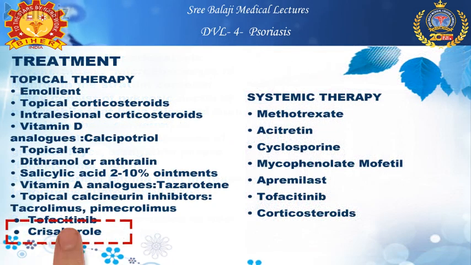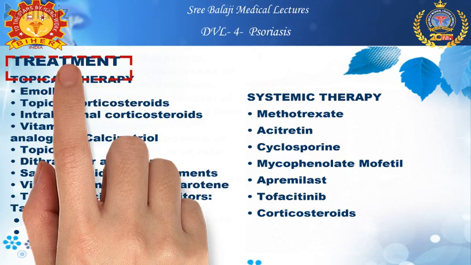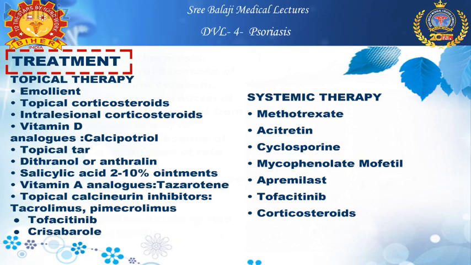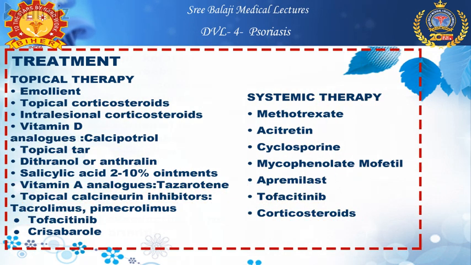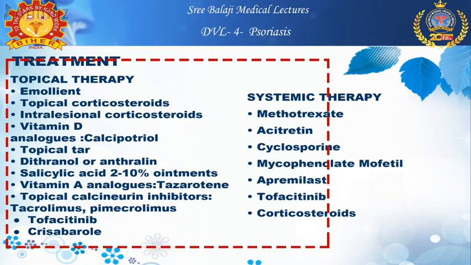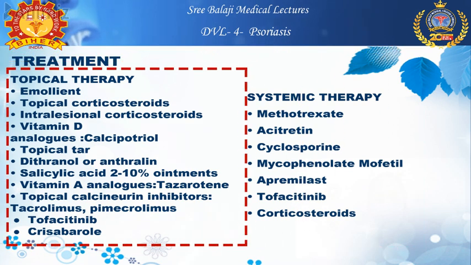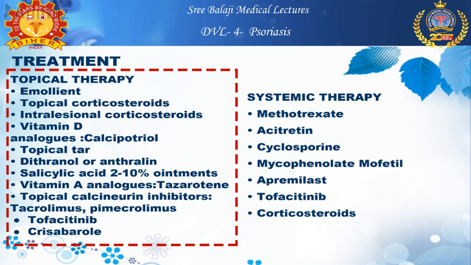Now, treatment involves general features: if there are any triggering factors, we ask the patient to avoid them. If there are any drugs, try to change the drugs. And most importantly, the skin is extremely dry, so we advise the patient to use moisturizers and emollients to maintain the skin barrier. Depending on the severity of involvement, we can go in for topical or systemic therapy. If the psoriasis is very mild, we can go for topical therapy, and the common treatment involves topical corticosteroids.